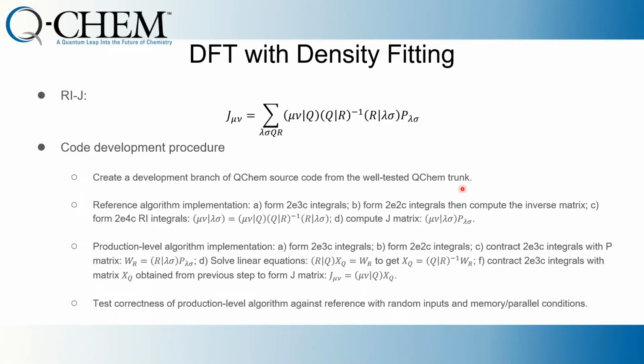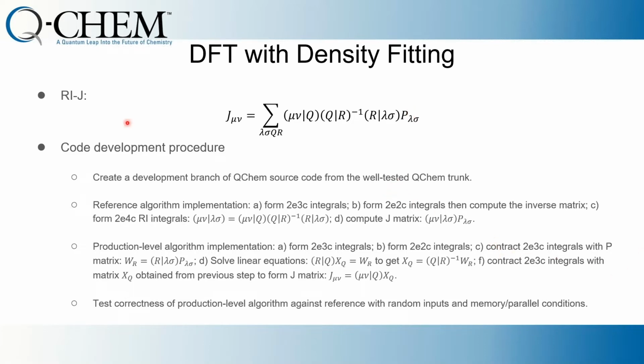In my RI case, my reference code forms the metric Q, the inverse, and then forms the two-electron four-center integrals, like when I'm doing regular J, and then I use a simple nested for loop to form the final J matrix with a given density matrix. So this code is very simple. It's quartic scaling, so nobody will use it for real calculations, right?